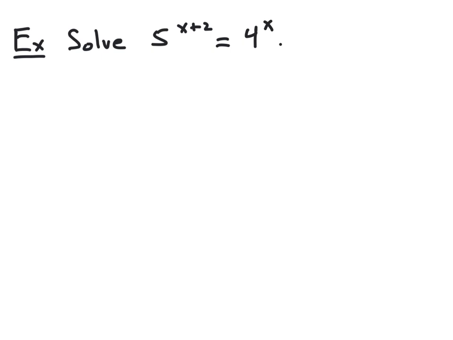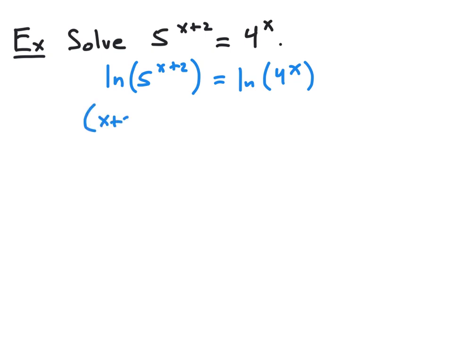What we are going to be able to do is to apply logarithms to move those exponents down in front as coefficients. So in this case, what we can do is take the natural log of both sides. And so we know that the natural log of 5 to the x plus 2 will equal natural log of 4 to the x. And then we can use the power rule for logarithms to bring down those exponents. So on the left side, we're going to get the exponent x plus 2 multiplied by the natural log of 5. And on the right side, we're going to get x times the natural log of 4.